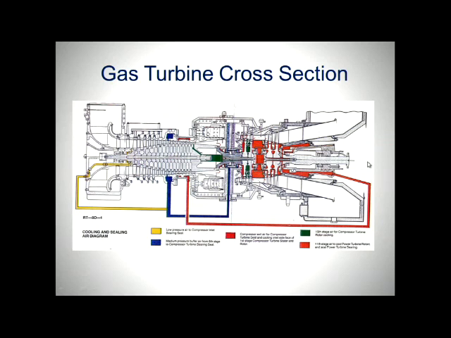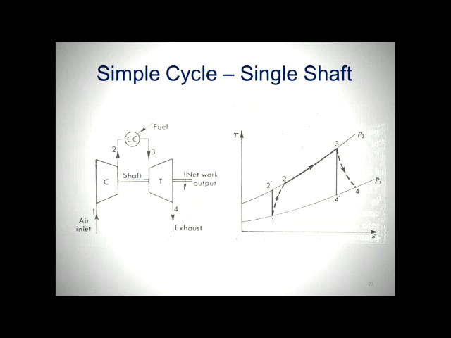Okay, so there's two types: single and twin shaft engines. So here we go, this is a single shaft then. This is the easiest one of the whole lot. You've got a compressor that's driven by a turbine, with some fuel added. Here we are, this is it on a TS diagram. This is the isentropic temperature, this is the actual temperature. These are all stagnation values. This is the turbine inlet temperature, and this is the real turbine outlet temperature. This is the ideal turbine exit temperature.